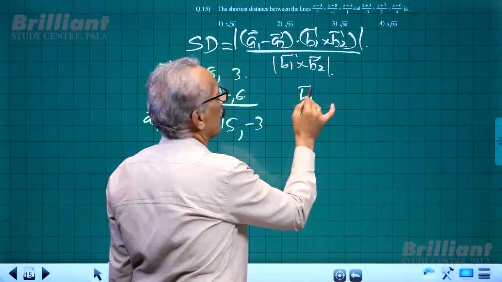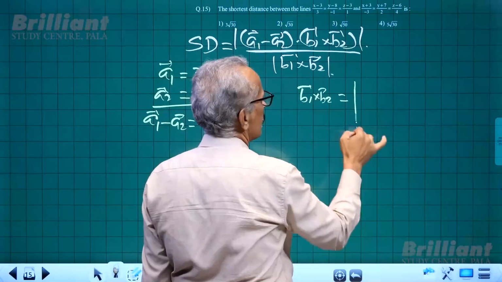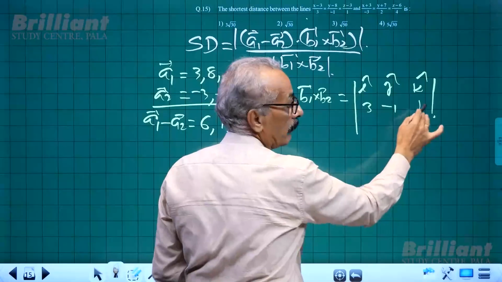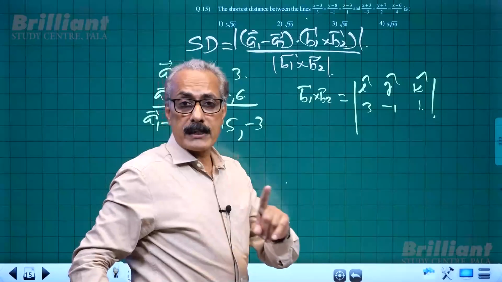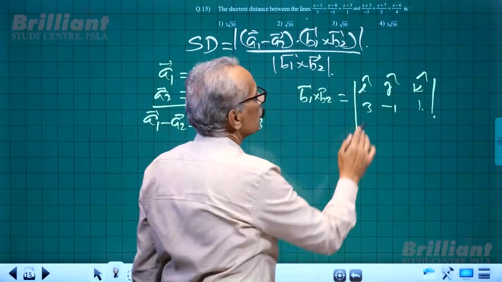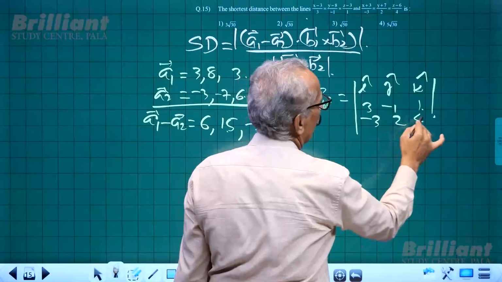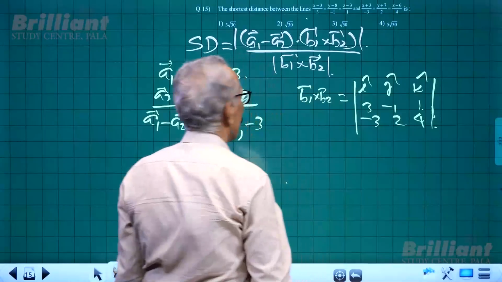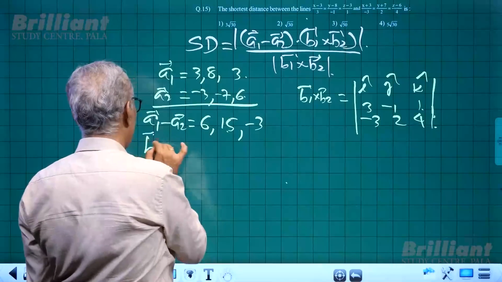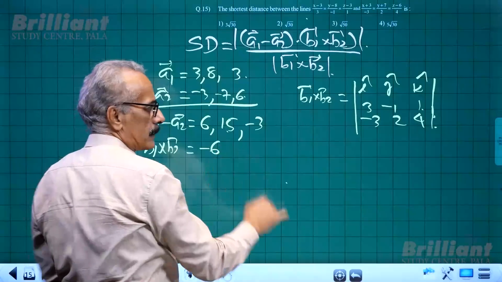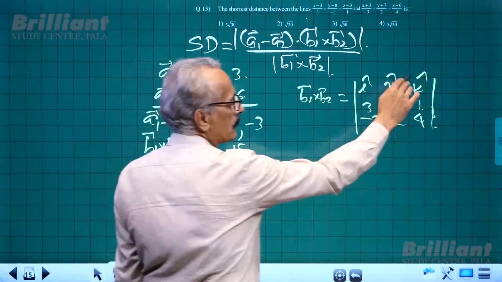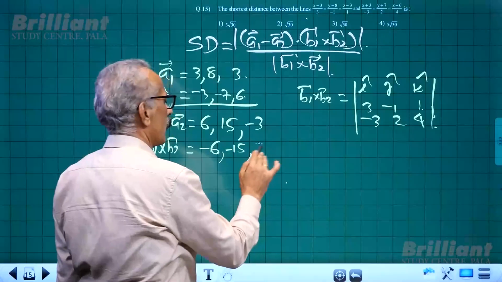Now you write B1. B1 cross B2 you calculate; that is the determinant i, j, k and denominators 3, minus 1, 1. Make sure that the equations of the lines are of the form x minus x1 by a, y minus y1 by b, z minus z1 by c. 3, minus 1, 1, then minus 3, 2, 4. You simplify. So you will have i into minus 4 minus 2, so B1 cross B2 will be minus 6i, minus j into 12 plus 3, that is minus 15j, plus k into 6 minus 3, that will be 3k.